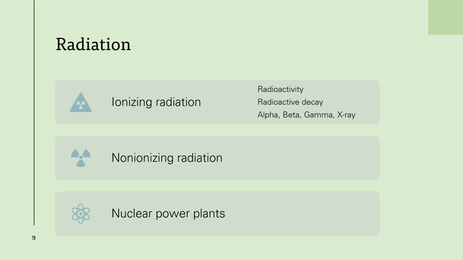When we talk about ionizing radiation, we think about radioactivity and also radioactive decay. Alpha particles, beta particles, gamma particles, and X-ray are all forms of ionizing radiation. When we talk about nuclear power plants, this is a potential source for exposure of the population to ionizing radiation, which also includes weapons, production plants, test sites, and nuclear power plants. Other examples of ionizing radiation are uranium, radon, and extraterrestrial radiation.